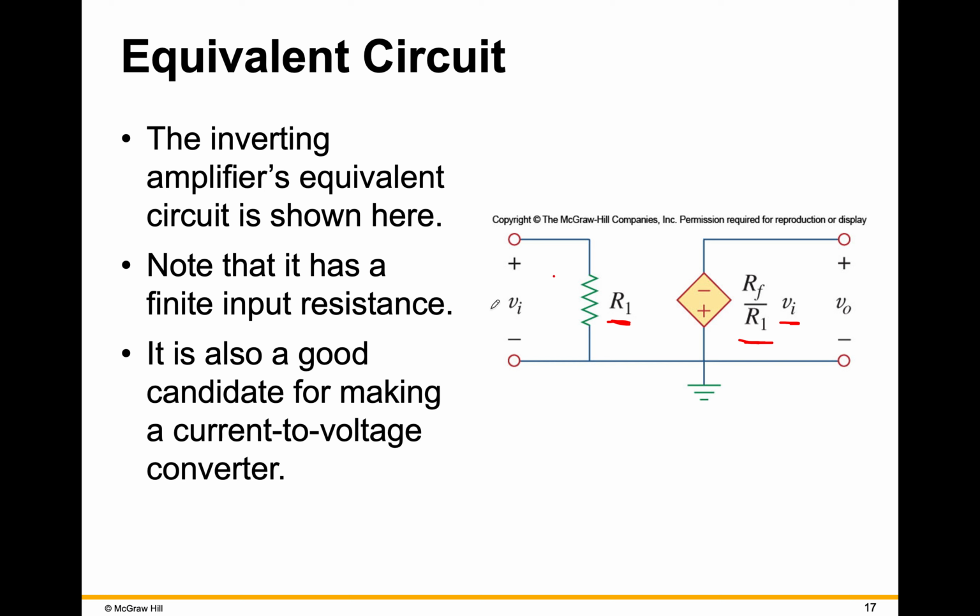And just as an aside, this is a way that you can make a current to voltage converter. Why would you do that? If you had a current source, and people don't like to deal with current for a lot of reasons, you take that current through a resistor, that gives you a voltage VI, and then the op-amp will give you an output voltage so that you can deal with voltage instead of current.